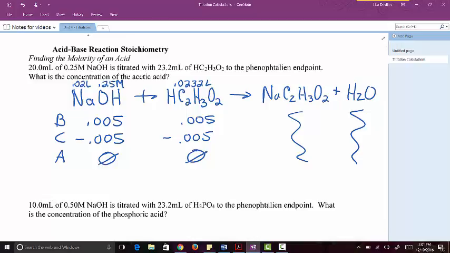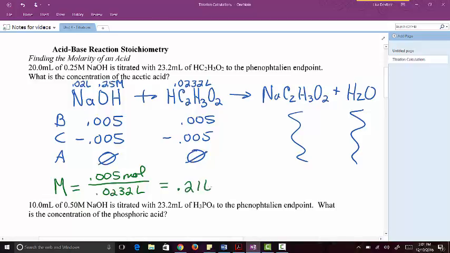Okay, so now I have the molarity is what I'm solving for of my acid, and I have 0.005 moles, and 0.0232 liters was the volume of that. So divide by 0.0232, and so I'm getting a molarity for my acid of 0.216.